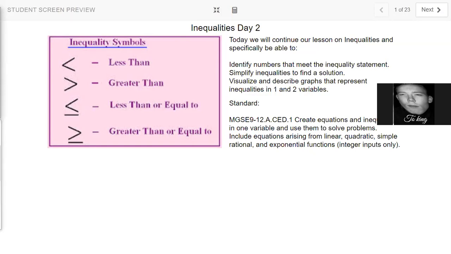We're going to look at inequalities again. This time we'll do a little more interaction with the graphing. You're going to be able to identify the numbers that meet the inequality statement, meaning you can plug the numbers in. And then you'll also be able to simplify them, so you find a single solution like x is less than something, or x is greater than something. And then you're going to be able to visualize the graphs that they represent. So let's go ahead and get started.